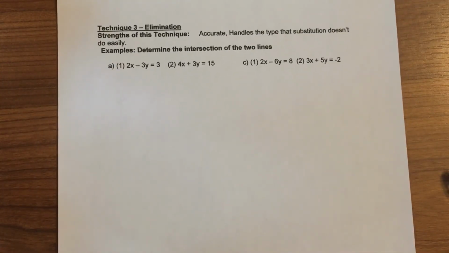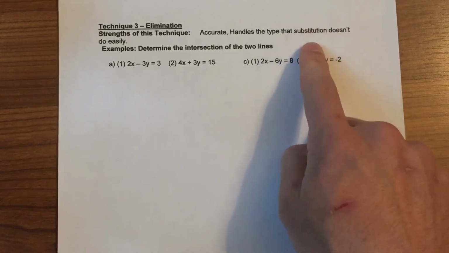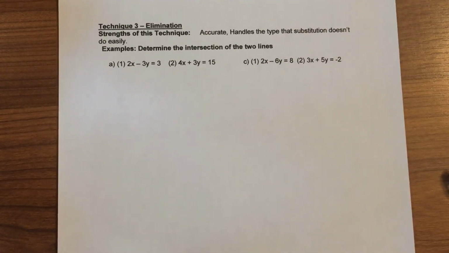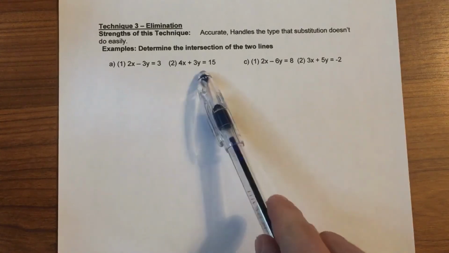Our last method that we're going to talk about is the elimination method. Now, it is accurate, and this one is the one we want to use when substitution isn't really our go-to choice. And that occurs when none of the variables are isolated to have a coefficient of 1. There's no coefficient of 1 in these examples.